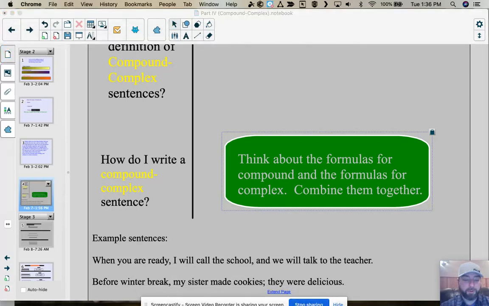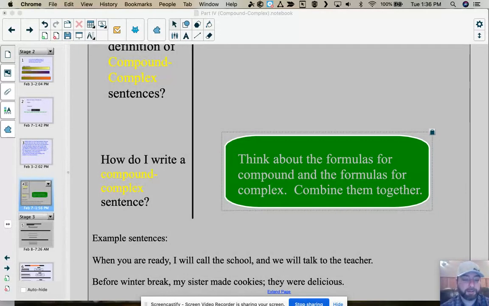So let's talk about some example sentences. First it says, when you are ready, comma, I will call the school, comma, and we will talk to the teacher, period. So we have when, a subordinating conjunction, and then we have the and we. Okay, so we've got the D comma I comma CI.